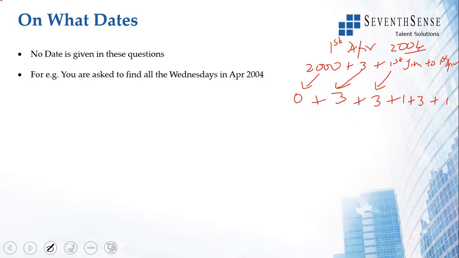This is how we would find the problem, and you can see how we have increased our pace. When you practice enough, you would be able to solve this in 10 seconds. So 3 plus 3 plus 1 plus 3 plus 1 is 11. 11 by 7 is a remainder of 4. 4 would mean 1st April is Thursday.